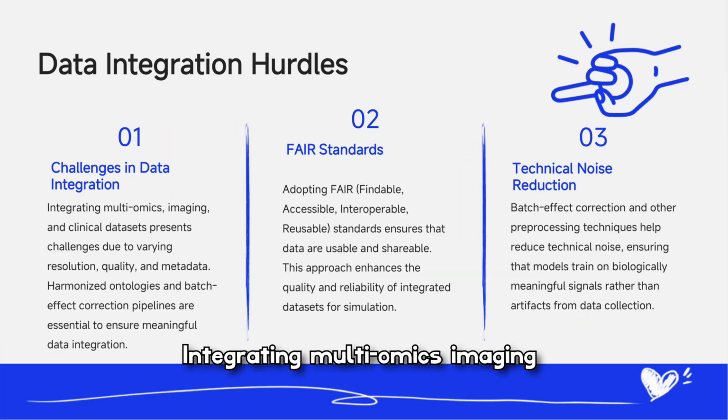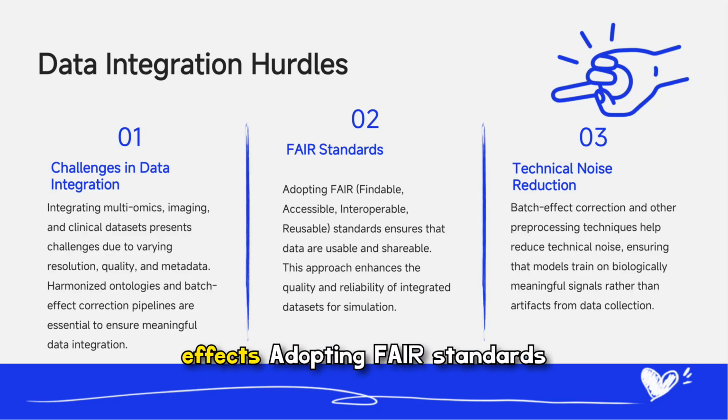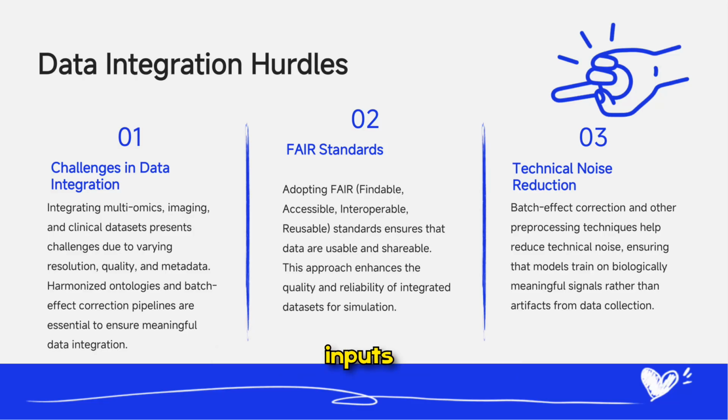Integrating multiomics, imaging, and clinical datasets poses real challenges due to different resolutions, formats, and batch effects. Adopting FAIR standards helps make data findable and reusable, while pre-processing like batch effect correction is essential so models learn biology instead of artifacts. Harmonized ontologies and careful pipelines turn messy data into simulation-ready inputs.